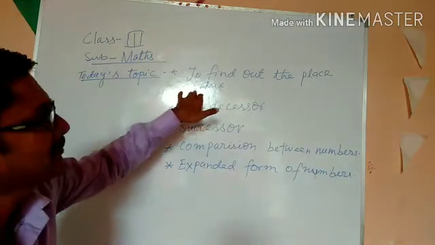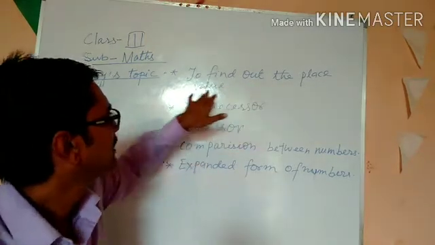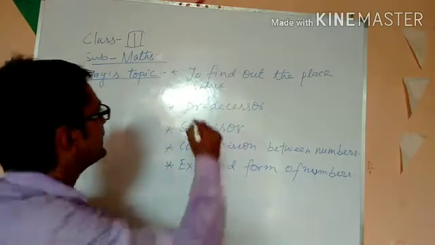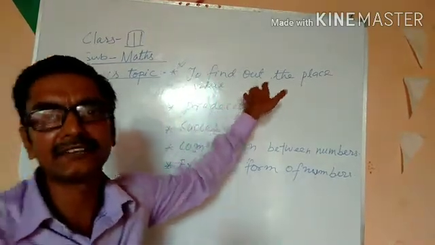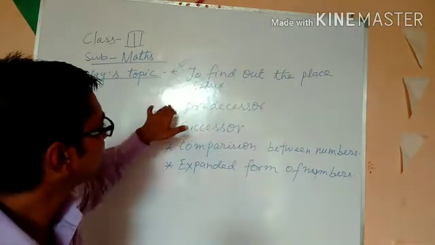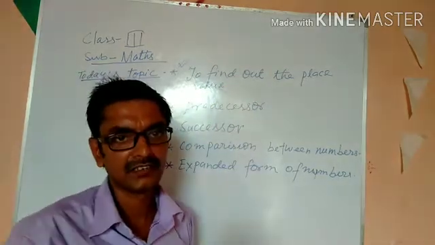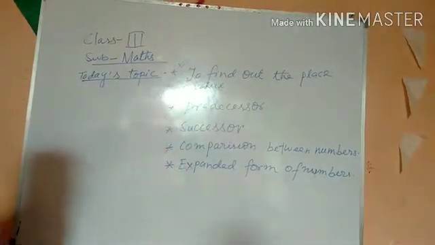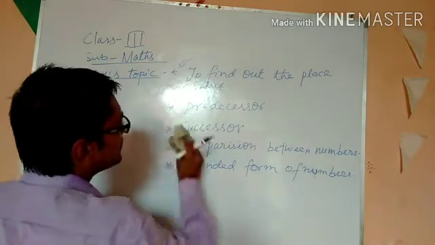Now in the previous class we have already practiced the place value. In this way we have already practiced this one by taking some examples. Is it clear? So all these things we have to take example over each and every topic. Is it clear? In today's class the first topic is, as you know, to find out the place value.